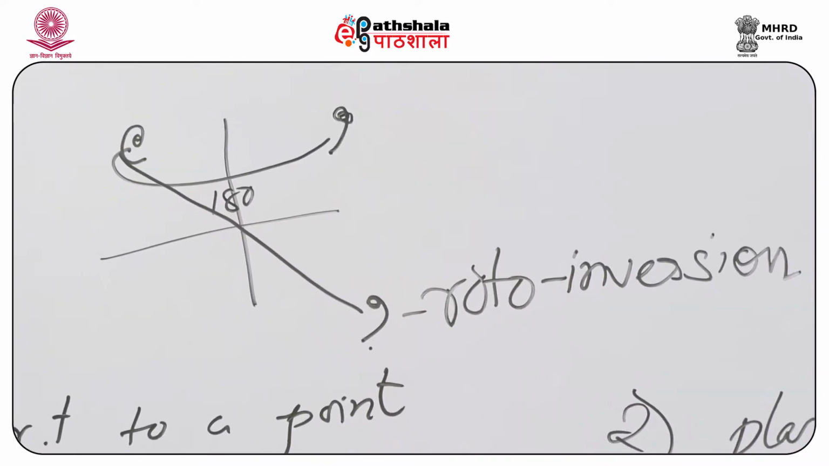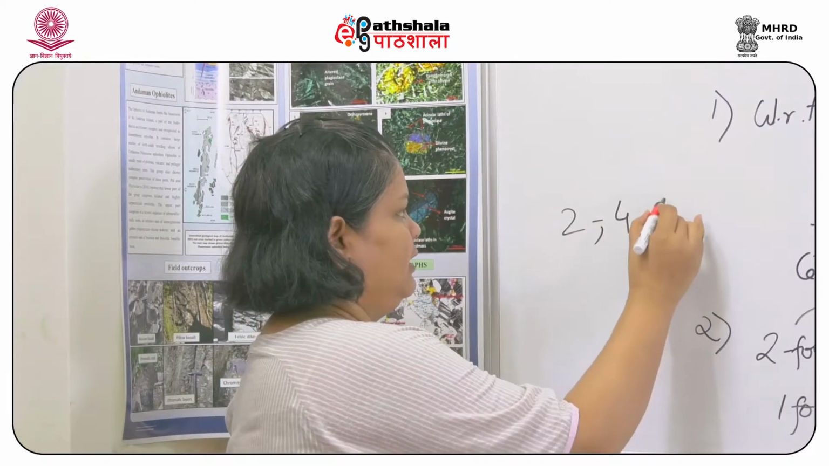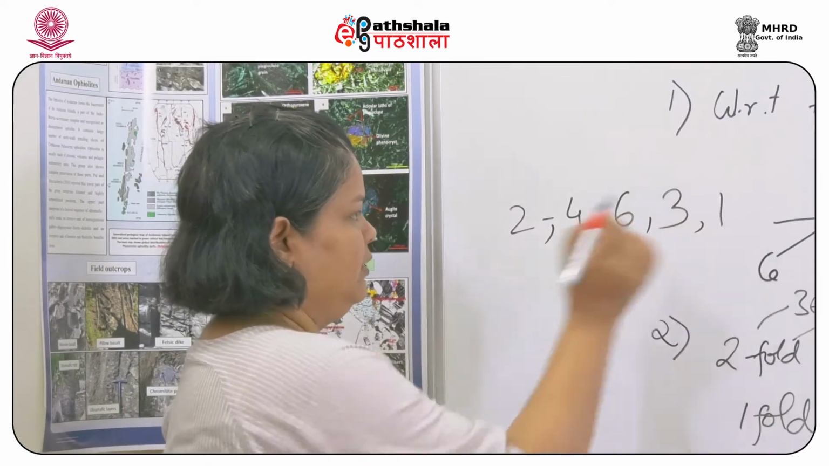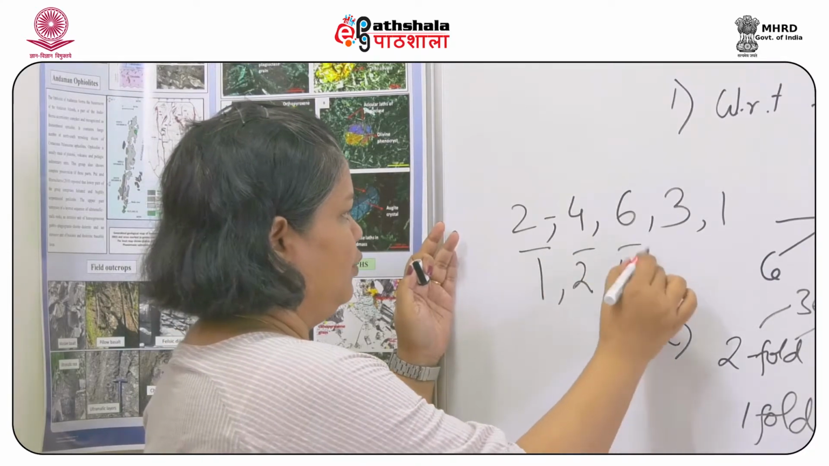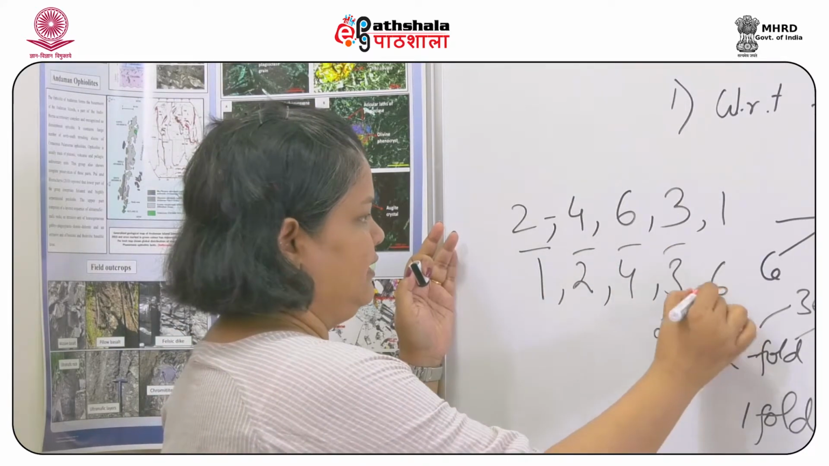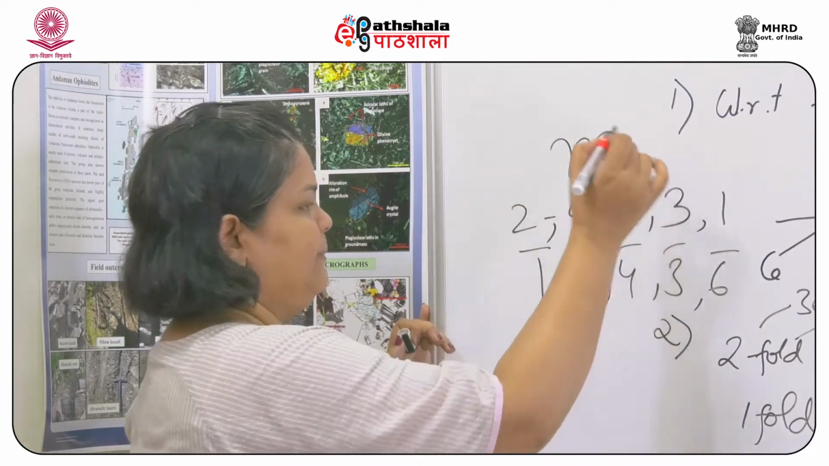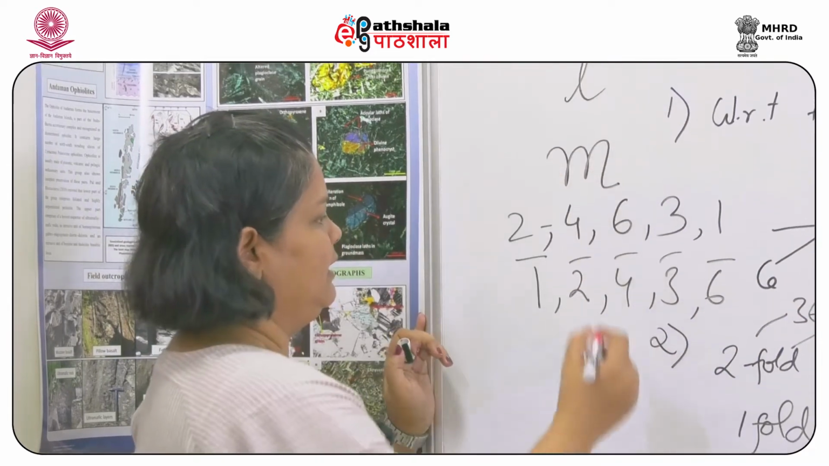So we have in total 4 symmetry elements. With respect to an axis, we have two-fold, four-fold, six-fold, three-fold and one-fold. We have axes of roto-inversion, which are one-fold, two-fold, four-fold, three-fold and six-fold. Then we have the mirror plane, which is designated by M. Then we have the center of symmetry, which is designated by I.